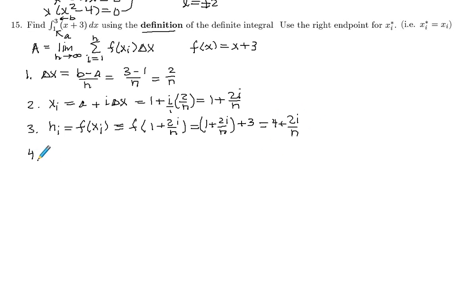Step 4, set up your sum. So the sum from i equals 1 to n of f of xi delta x is going to be the sum from i equals 1 to n, and our f of xi, our height, right here, 4 plus 2i over n.